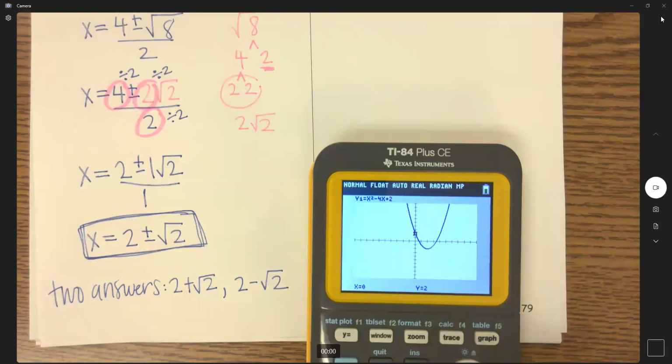I'm going to trace. So I have 2 plus the square root of 2, and I have a y of 0. And you can also see what that decimal equivalent is, but here I'm looking for the y 0, so that's an x-intercept, and 2 minus the square root of 2, and we have another y equals 0. So those are both correct answers.